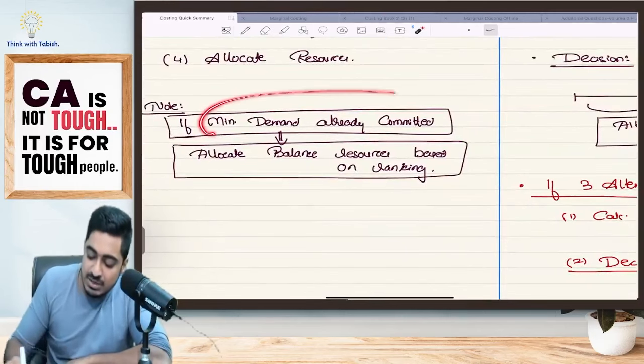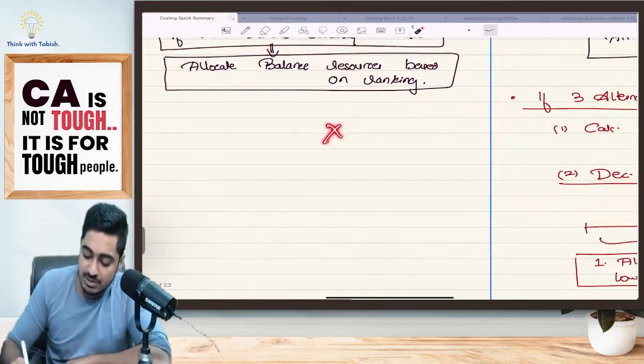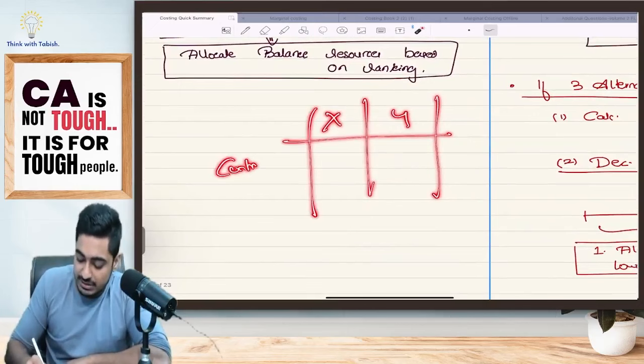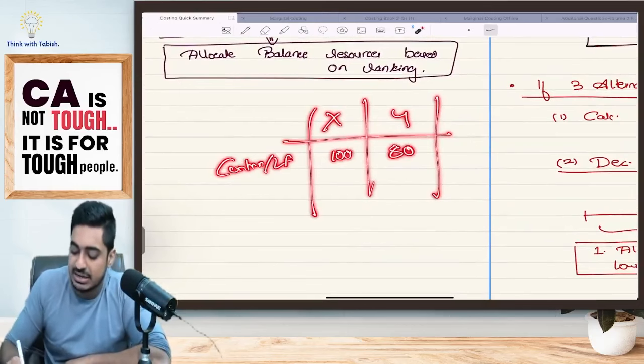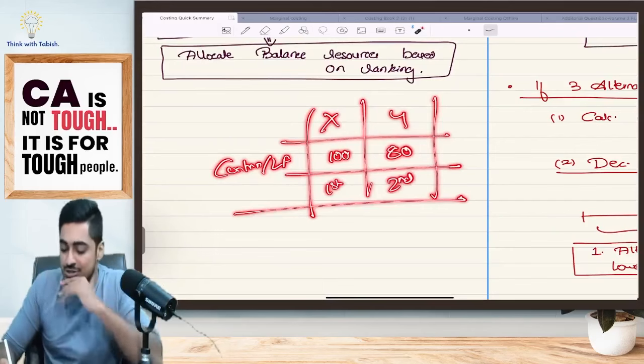Now, if minimum demand is already committed for any product, say for example, I am manufacturing product X and Y. Once I calculated contribution per limiting factor, here I am getting 100 per limiting factor, here I am getting 80. That means which is the first product I should produce? X. Second I should produce Y. That means ideally first I will produce X, then I will produce Y.